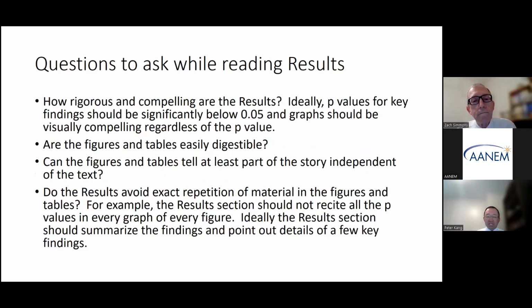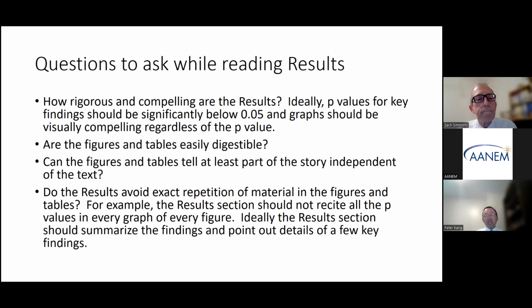How about the results section itself? You want to ask how rigorous and compelling are the results? Ideally, p-values for key findings should be significantly below 0.05. You want to look at results where the p-values are right on the border, and you want to make sure that they're being interpreted appropriately to what they are. Graphs should be visually compelling regardless of the p-value. If you have a p-value that's really, really small, 0.001, and yet you look at the graphs and it seems like things are overlapping and you don't see a difference between the two groups, that's something that should raise some questions.